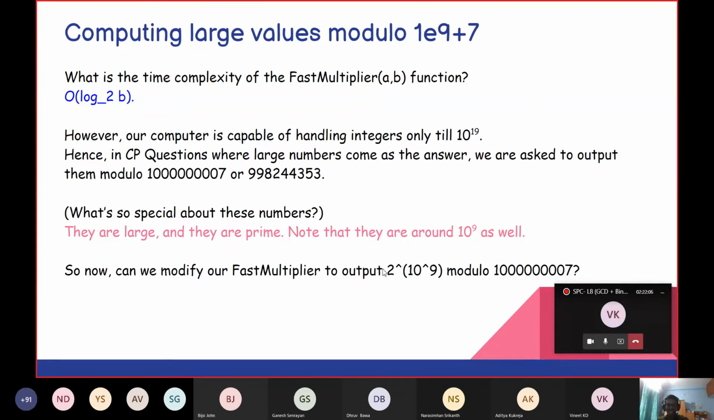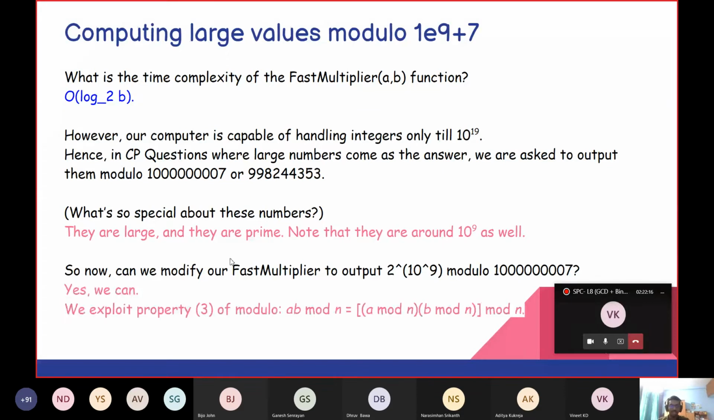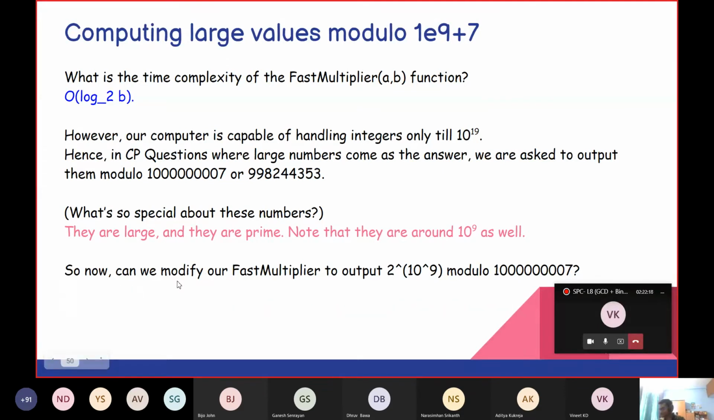1E9 plus 7 is the smallest 10-digit prime number. Coincidentally, 1E9 plus 9 is also a prime number, but sadly everyone forgets about it and asks only with this number. So, can you modify the previous code to output this modulo this, the remainder when this number is divided by this number?